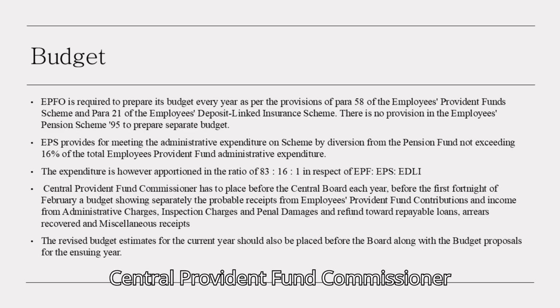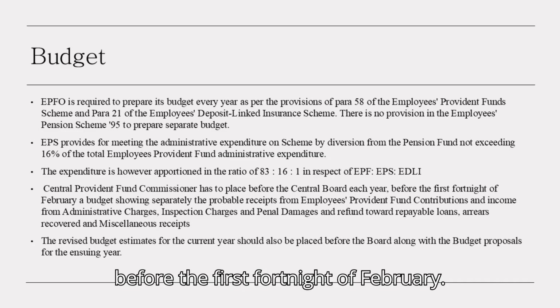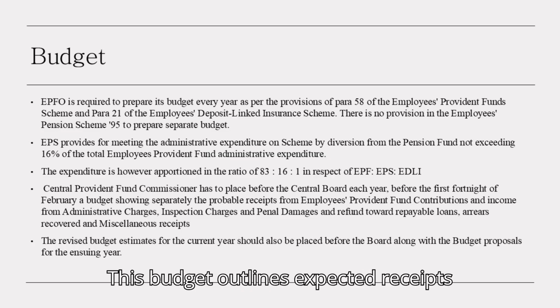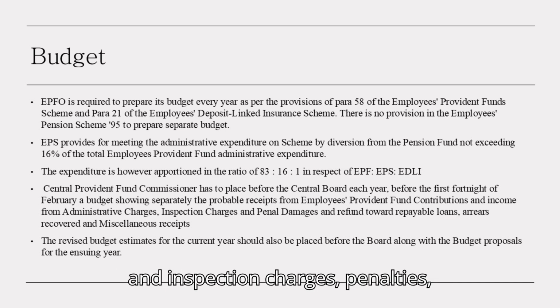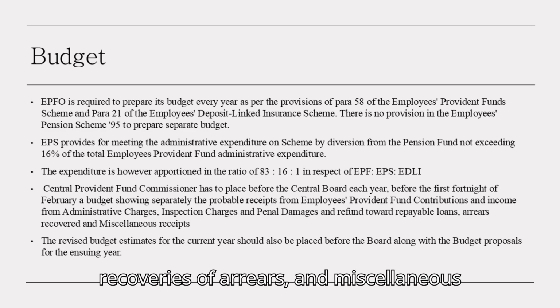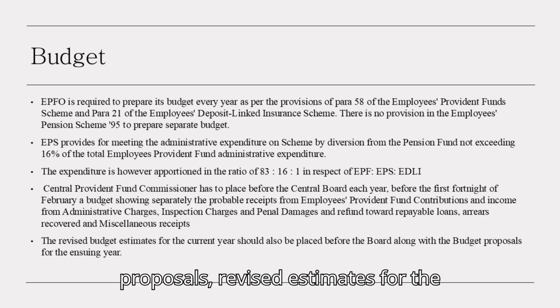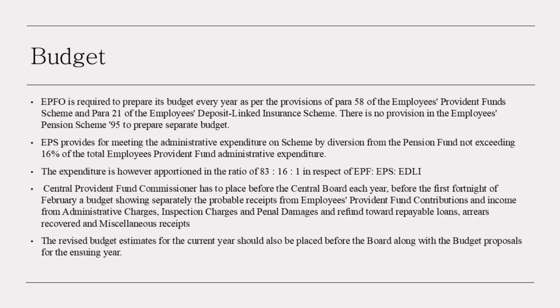Each year, the Central Provident Fund Commissioner presents a budget to the Central Board before the first fortnight of February. This budget outlines expected receipts from EPF contributions, administrative and inspection charges, penalties, recoveries of arrears, and miscellaneous income. Alongside the new budget proposals, revised estimates for the current year are also presented.